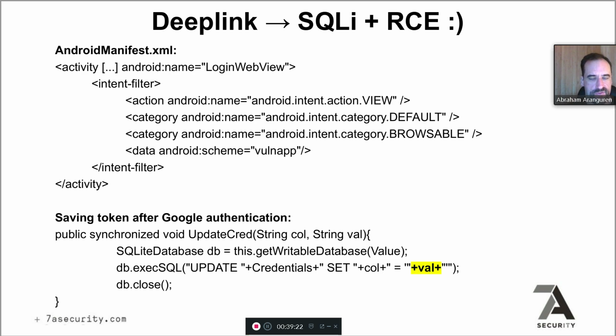On the Android manifest, we have a login web view. In this case, we just have the Android scheme. Now, this would be another case where you actually had to look at the source code to figure out the structure of the deep link. And here we can see that this is updating the credentials with the token that arrives from Google after authenticating. So there's absolutely no sanitization here. We have a string concatenation, so we have SQL injection on a mobile application, right?